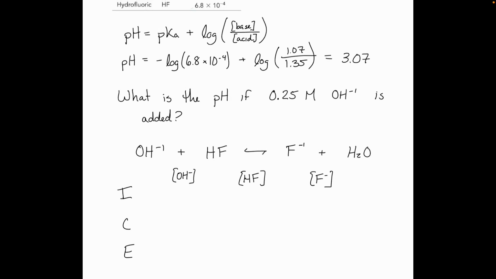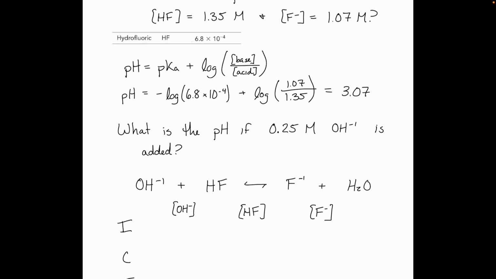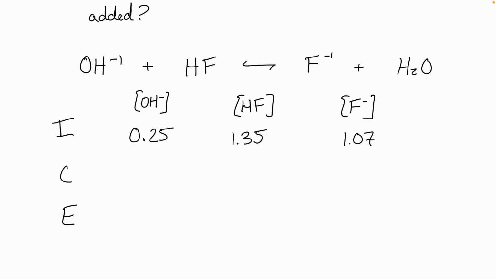Again, I'm going to use my initial concentration of my acid and base, my 1.35 for my acid and the 1.07 for the conjugate base. And again, I've created this solution where now I have this 0.25 moles of hydroxide. How much of that 0.25 moles of hydroxide are going to react? All of it, right? So that's the shtick here. You either add strong acid and all of it reacts, or you add strong base and all of it reacts, right? So this is going to decrease by that 0.25.